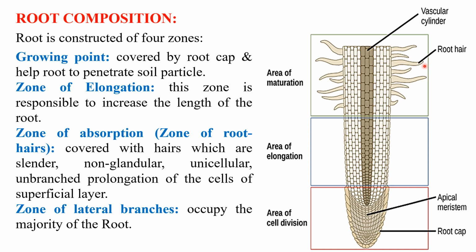The last zone is the lateral branch of the root, which occupies the majority of the root. It didn't appear here because it's another branch of the root consisting of the same parts.